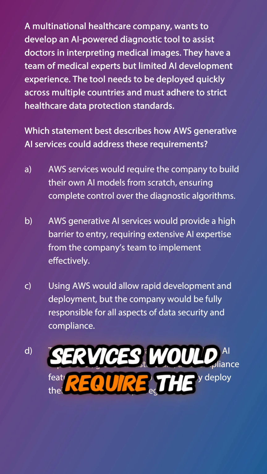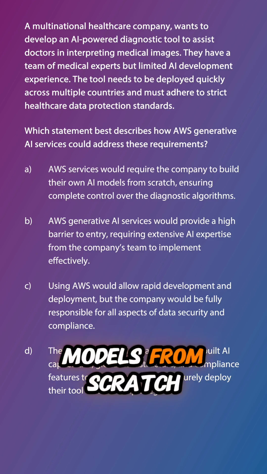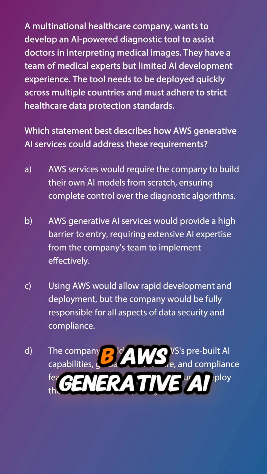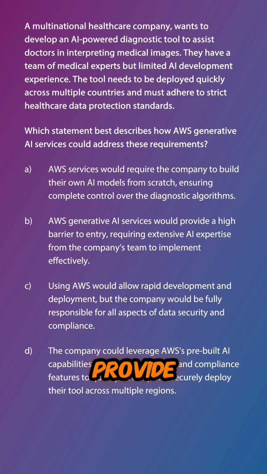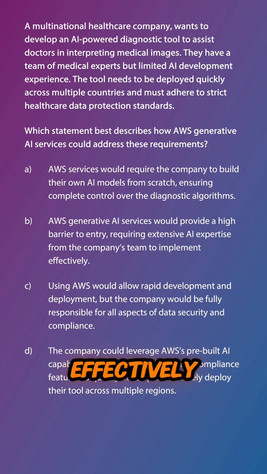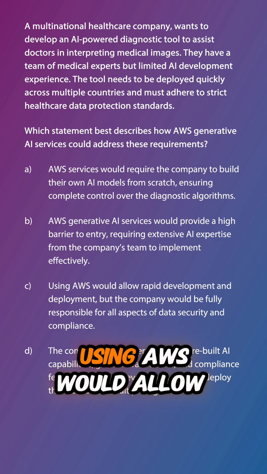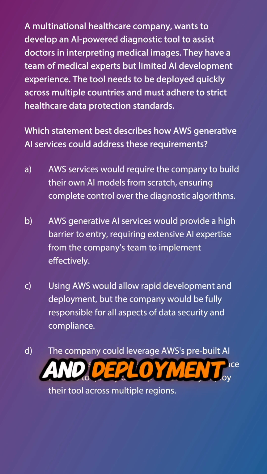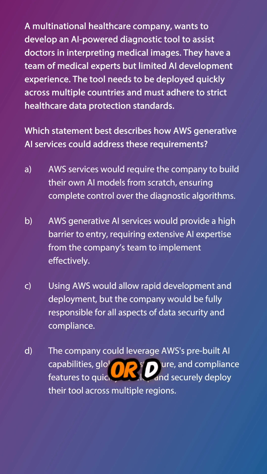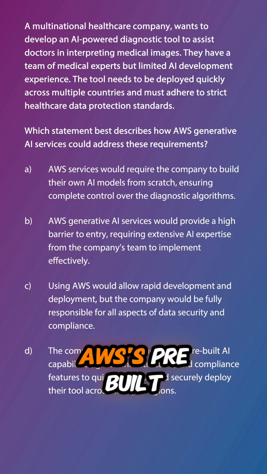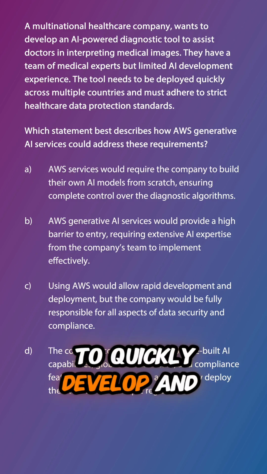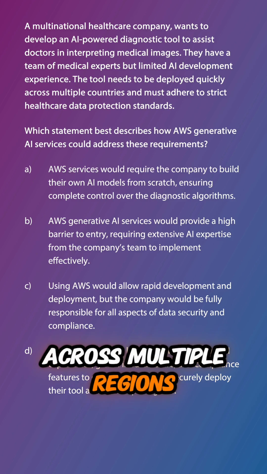A, AWS services would require the organization to build their own AI models from scratch, ensuring complete control over the diagnostic algorithms. B, AWS generative AI services would provide a high barrier to entry, requiring extensive expertise from their team to implement effectively. C, using AWS would allow rapid development and deployment, but the organization would be fully responsible for all aspects of data security and compliance. Or D, the organization could leverage AWS's pre-built AI capabilities, global infrastructure, and compliance features to quickly develop and securely deploy their tool across multiple regions.